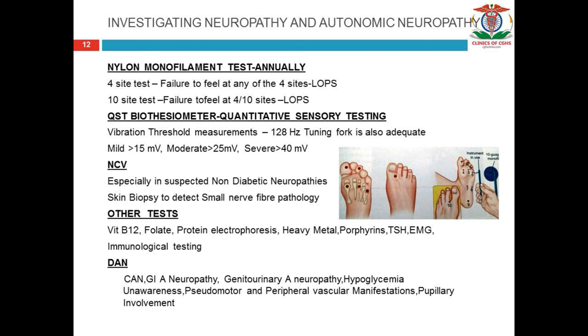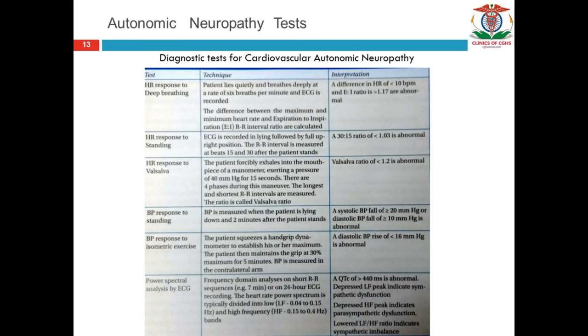So these are the sites, as I said, 1, 2, 3, 4, the fifth is extra. And this is the site on the dorsum of the foot. These are the 10 sites, 1, 2, 3, 4, 5, 6, 7, 8, 9, and on the dorsum of the foot. 4 out of these 10, or any one out of these 4, is good enough to diagnose neuropathy.